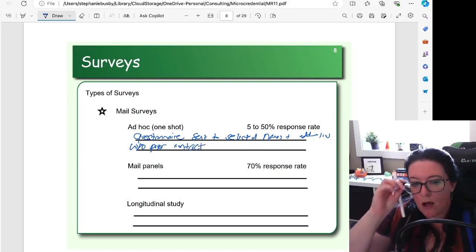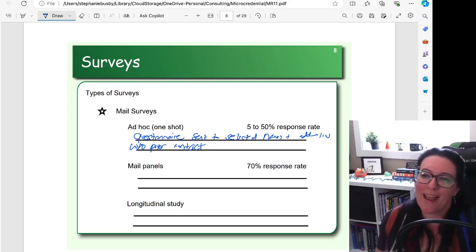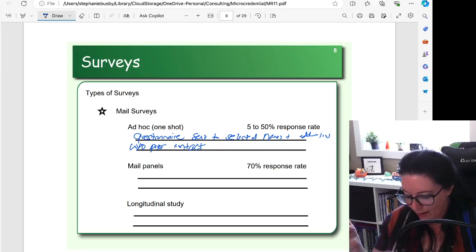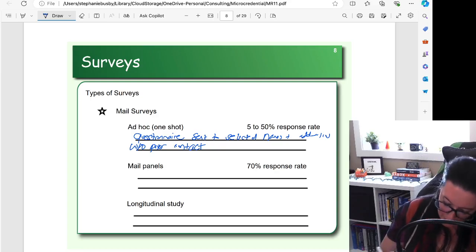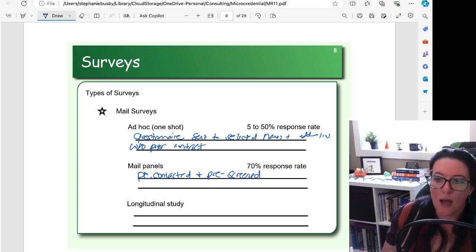An example of an ad hoc is the Alberta Consumer Product Survey. And there's some kind of enticement. I think they sent me one once and there was a toonie attached to it. The idea here is, look, we gave you something, so please fill this out. But there's no prior contact or pre-screening with the participants. So it can have a very low response rate. Whereas mail panels are pre-contacted and pre-screened. So we developed this list, a pool of potential participants.